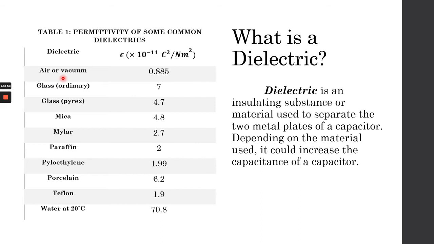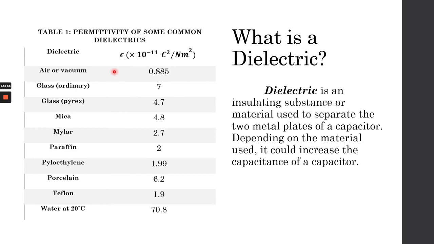The first one is a vacuum. When we talk about the vacuum, or when we talk about air, it's basically the same. The permittivity is 0.885 times 10 raised to negative 11 coulomb squared per newton meters. If you guys are sharp, you would have noticed that this is actually what we also call the permittivity of free space, which is epsilon naught. We've talked about epsilon naught a lot of times in our class, and it's a constant number that you have used to measure the electric field. You've used it to measure your electric flux.